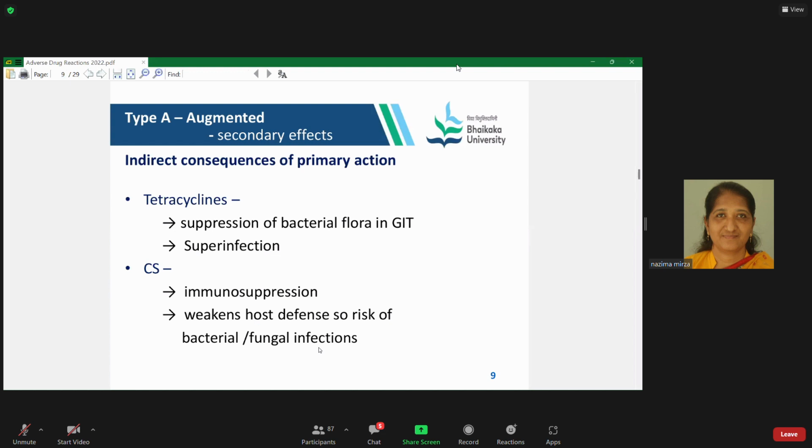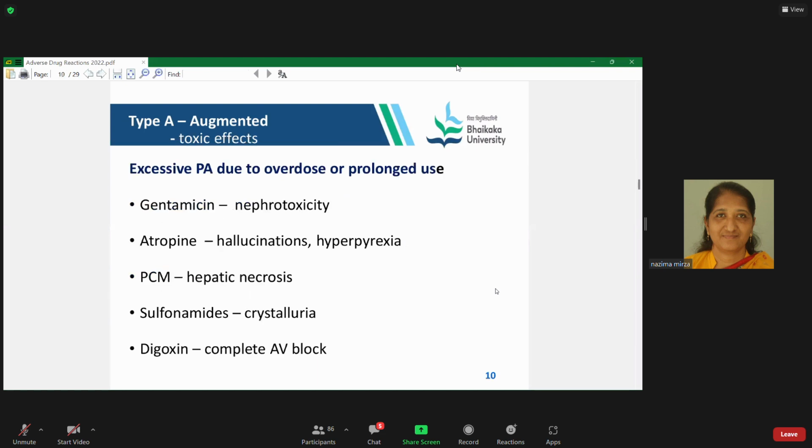है ना, हो सकता है, ये होता है, right? So these are secondary effects. They are indirect consequences of the primary action. This is secondary effects. Toxic effects.